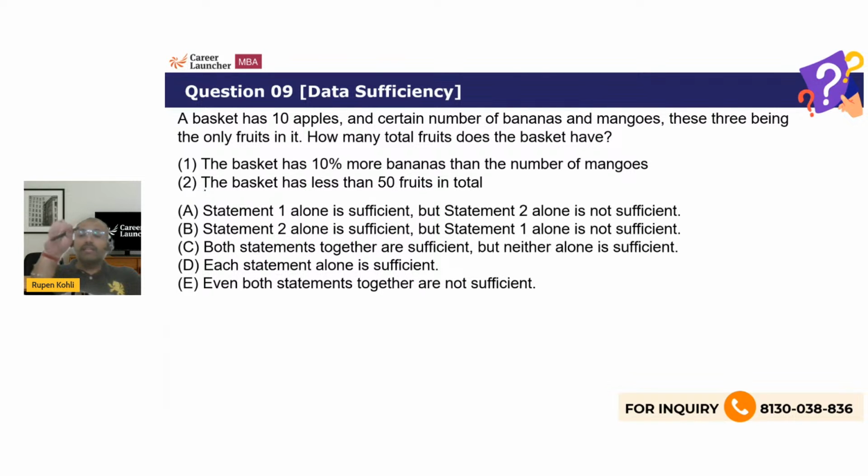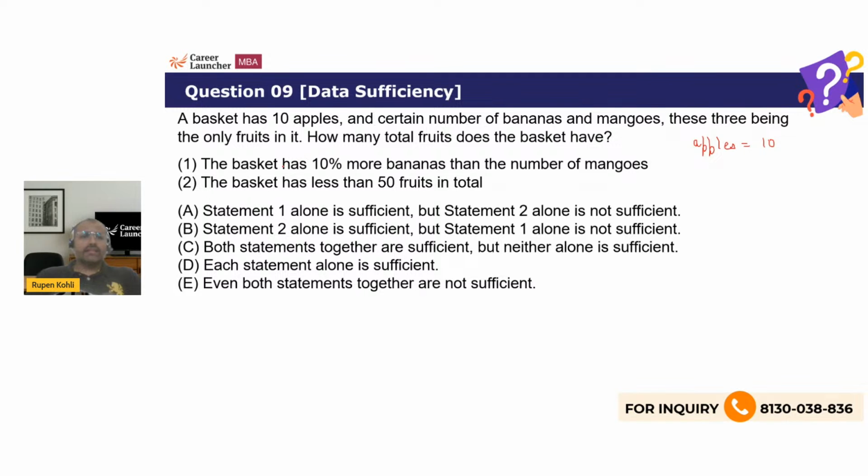Prabhakar has already given the answer for the question. So, let's check. A basket has 10 apples, a certain number of bananas and mangoes. These three being the only fruits in it, how many total fruits does the basket have? Apples are 10 in number. Then there are some bananas and some mangoes. So we have to find how many total fruits, so both the number of bananas as well as the number of mangoes.